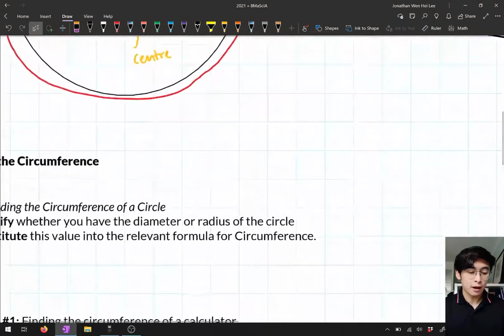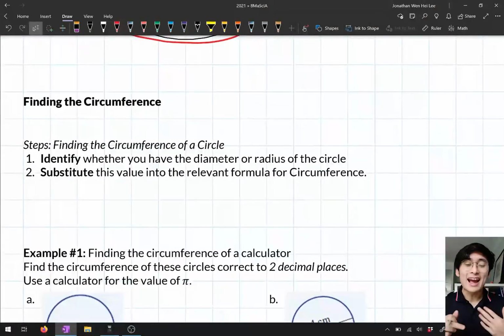So here, identify whether you have the diameter or radius of a circle, and then substitute this value into the relevant formula for the circumference. So find out whether you have a radius or diameter, then pick the correct formula and substitute those values in. Okay, so let's have a go at a couple of examples of this.